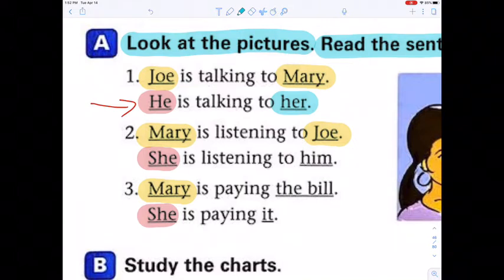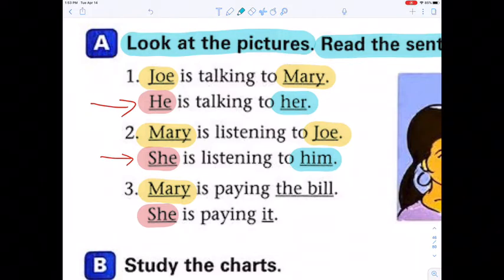But now let's take a look in number 2 example. She is listening to him. Now, this is different because she is the subject. She is the one doing the action. She is listening. Who is she listening to? That's the object pronoun, him. She is listening to him.